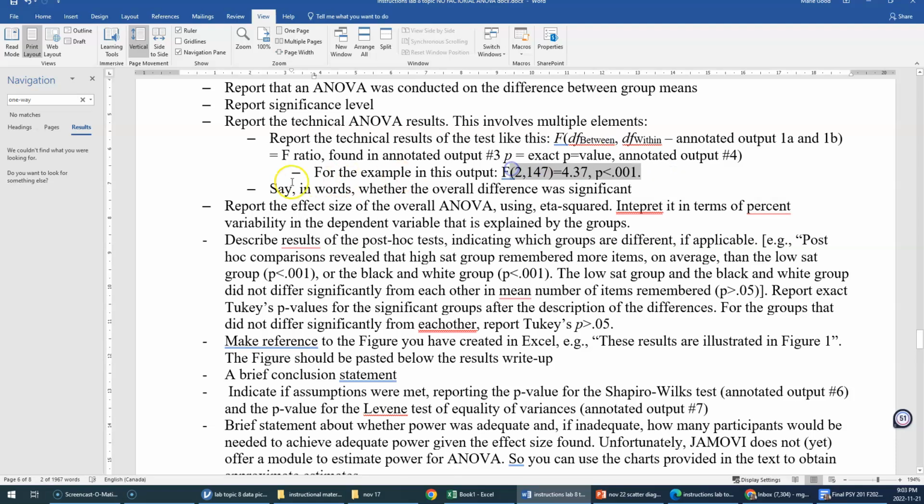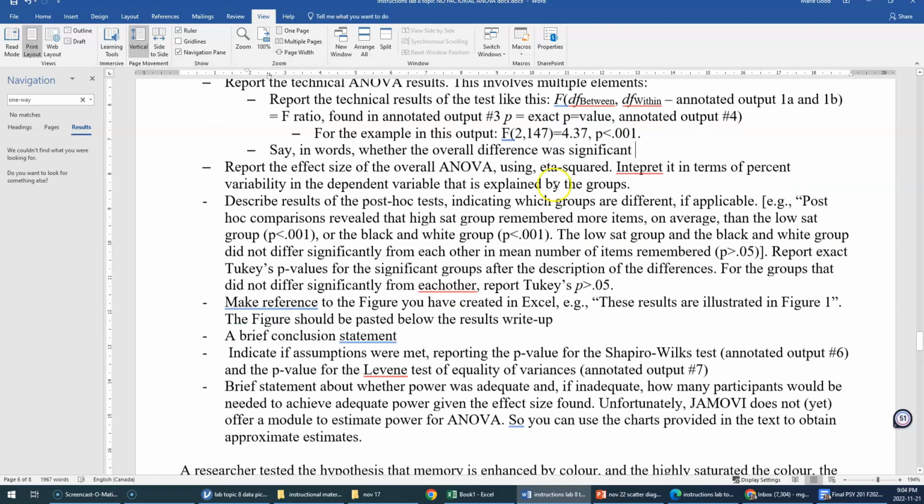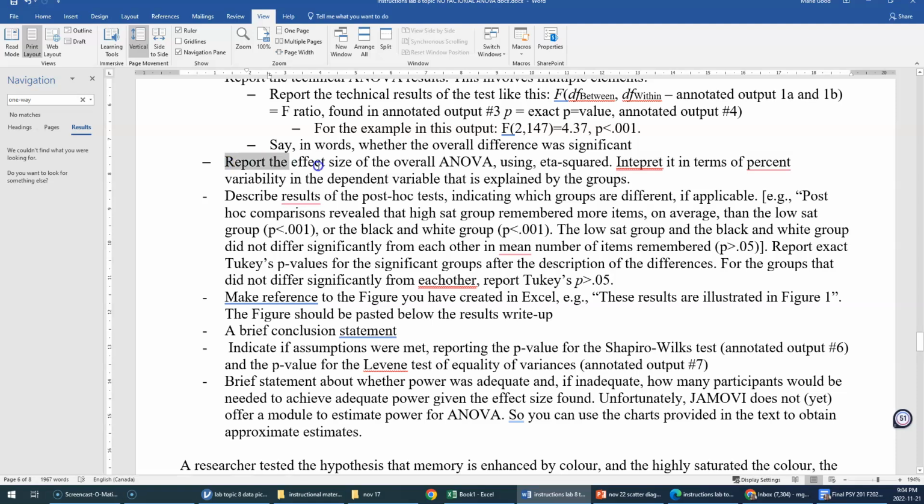So after you have that, then you're just saying in words whether the overall difference was significant, by comparing your p-value to that significance level. And then depending on that result, saying whether the overall difference was significant or not. You're going to report the effect size and interpret the effect size in terms of the percent variability in the dependent variable that is explained by the groups.